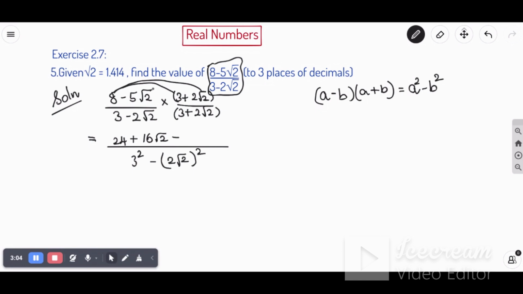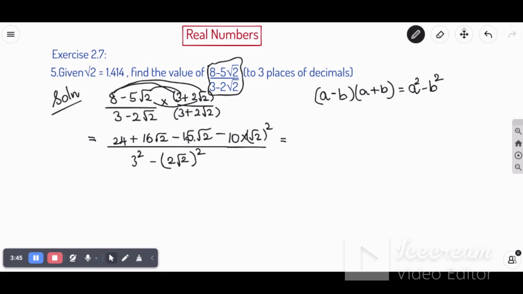So now 5 root 2 with 3 and with 2 root 2. What is 5 root 2 into 3? 5 3s are 15. Root 2 you don't have to do anything, write it as such. And next will be 5 root 2 and 2 root 2. Here also you have to put the minus symbol. And then 5 2s are 10. Now you have root 2 into root 2, so it becomes root 2 the whole square. What is root 2 the whole square? Yes, 2. You can write it directly or you can write it in the next step.